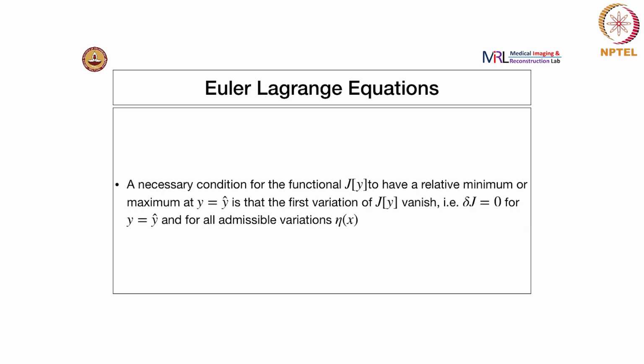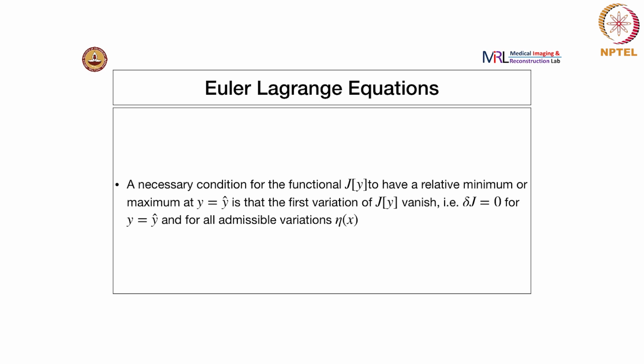Because J of 0 corresponds to y hat, and as we assumed when we defined it, it is the value at the correct or optimal solution of y. So by changing the sign of epsilon, we can make the total variation positive or negative. To prevent that, the only way is by making delta J equal to 0. So the theorem once again is: the necessary condition for the functional to have a relative minimum or maximum at y equal to y hat is that the first variation of J of y vanish.